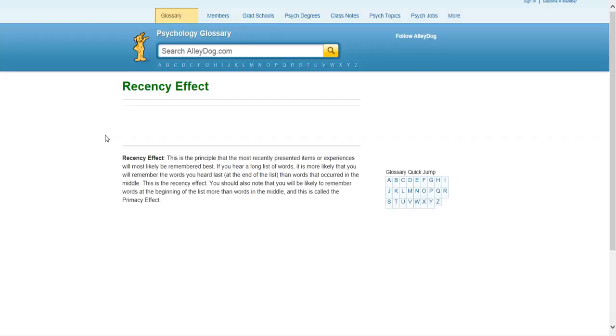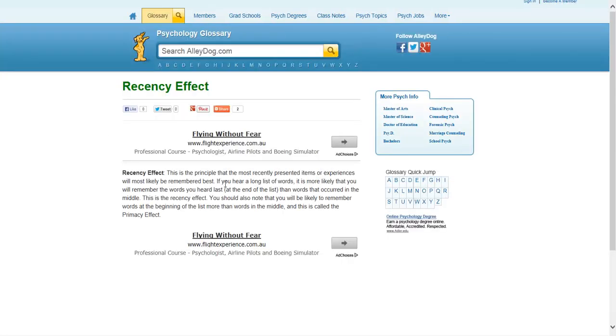Recency effect defined: this is the principle that the most recently presented items or experiences will be likely remembered the best. If you hear a long list of words, it's more likely that you will remember the words you heard last, at the end of the list, than the words that occurred in the middle. This is the recency effect. You should also note that you'll be likely to remember the words in the beginning. This is called a primacy effect. So the most powerful effect is the recency, the things that have happened most recently. Then the primacy, the things that happen first. And then the things in the middle are often forgotten.